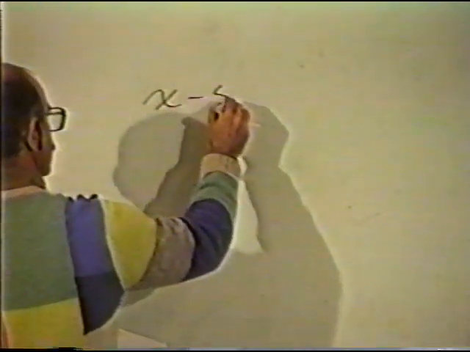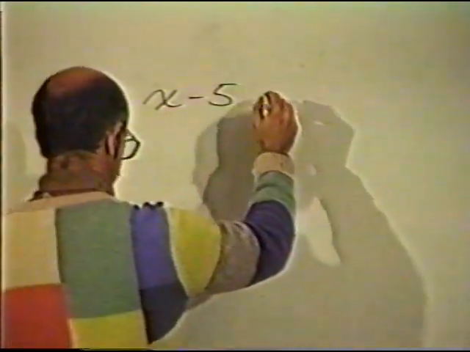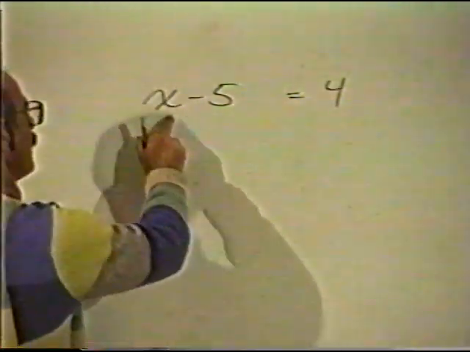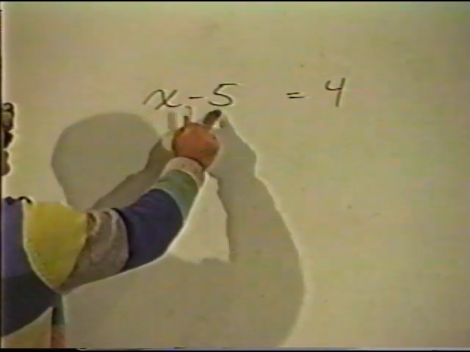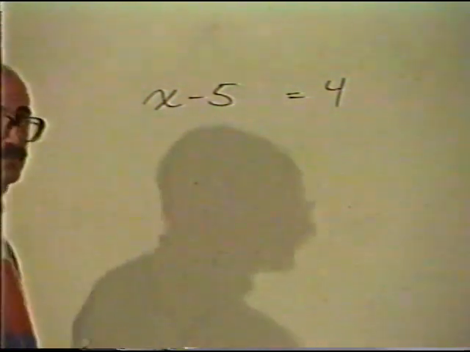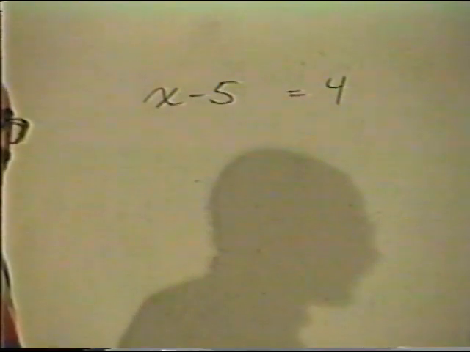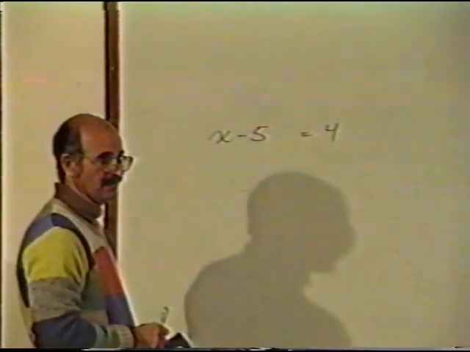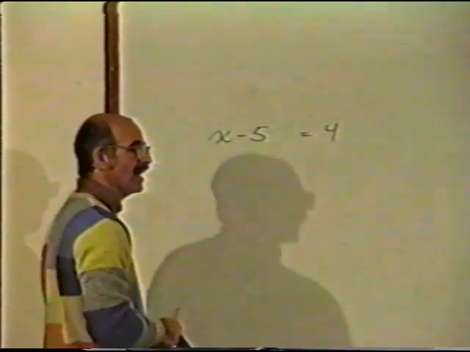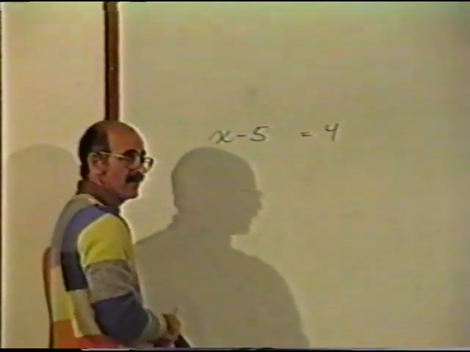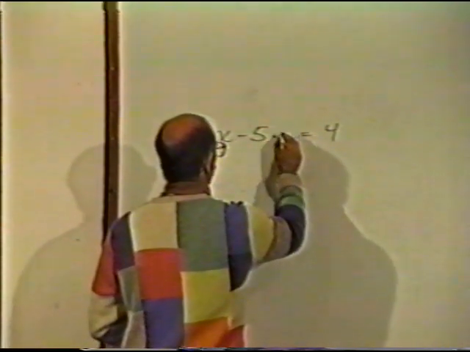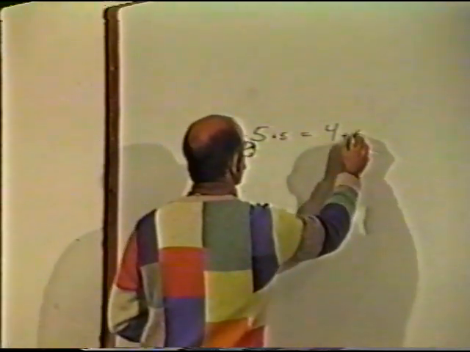x minus 5 equals 4. What is the operation happening between the x and the 5? Subtraction. And what is the opposite operation for that? Addition. So what number do we have to add to both sides of this equation? 5. Plus 5, plus 5.